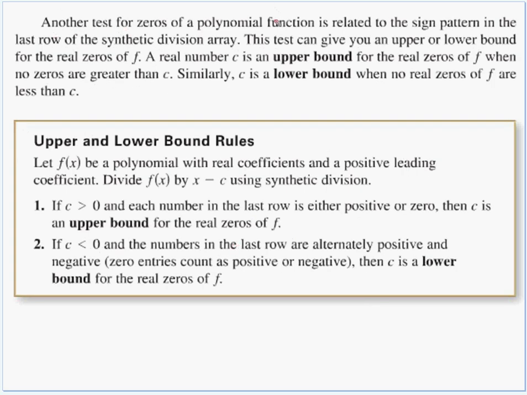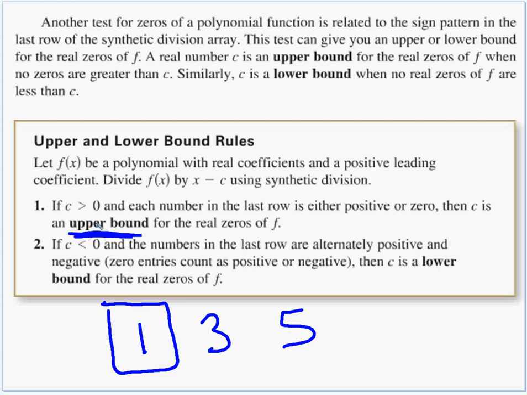Another test for the zeros of a polynomial function is related to the sign patterns in the last row of your synthetic division array. This test can give you an upper or a lower bound for the real zeros of the function. A real number c is an upper bound when no zeros are greater than that. So let's say we have possibilities 1, 3, and 5. If we evaluate 1 with synthetic division and figure out it's an upper bound, we know the real answer is going to be less than our upper bound.